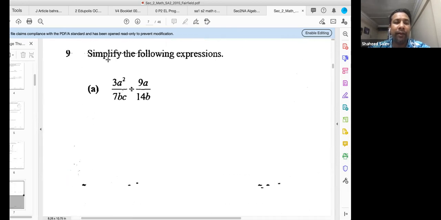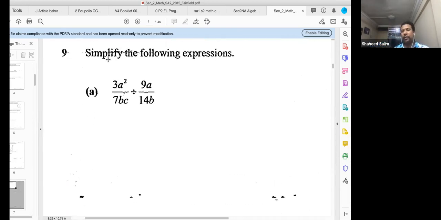This one is divide. Okay, can you try this one first? Can do. Shafi, this is end of year express paper.